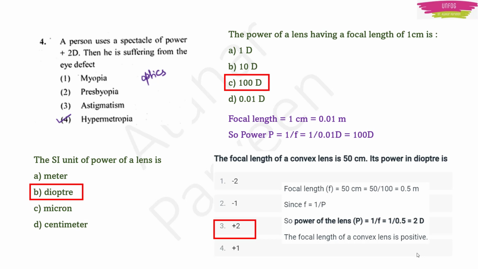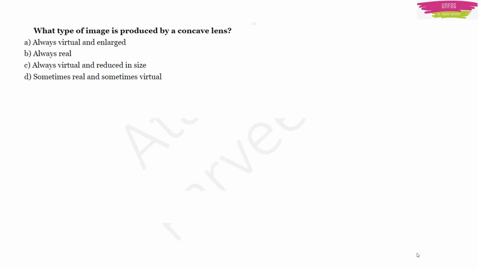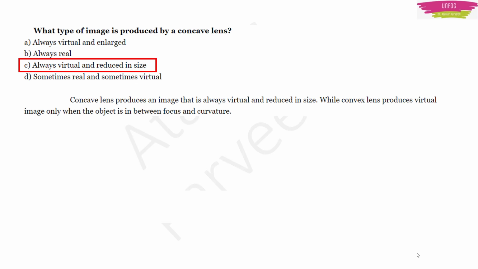Moving on. What type of image is produced by a concave lens? See, it is always virtual and reduced in size, because it is the opposite of a convex lens, right? So a concave lens will produce an image that is always virtual and reduced in size, while a convex lens will produce a virtual image only when the object is between the focus and the optical center.